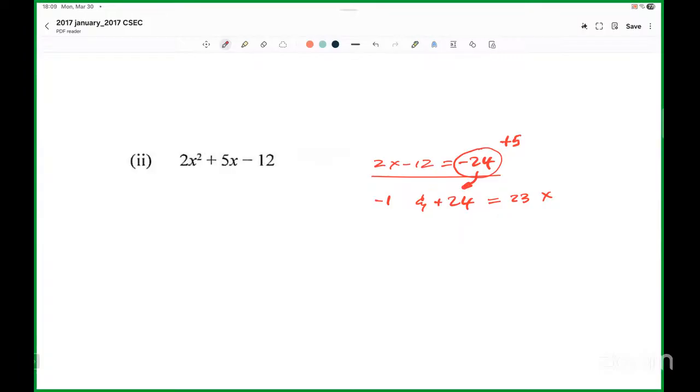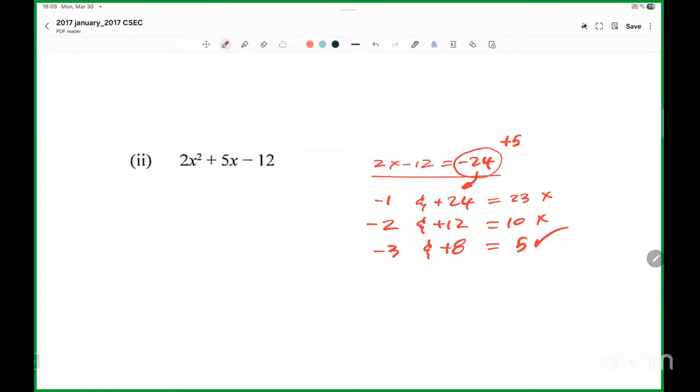You go to the next 2 factors of 24, which is 2 and what? 12. The larger one positive, the smaller one negative. But 12 minus 2 is 10. You don't want 10, you want 5. Next 2 factors is 3 and what? No, factors of 24, I'm talking. 3 and 8. The larger one positive, the smaller one negative. Now 8 minus 3 is 5. So yes, you have found it.